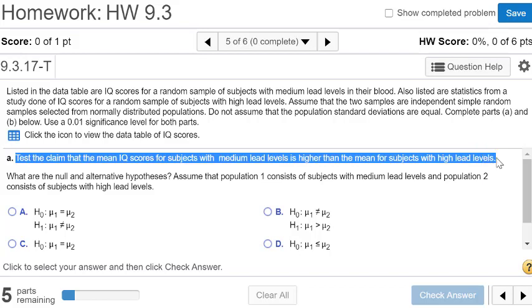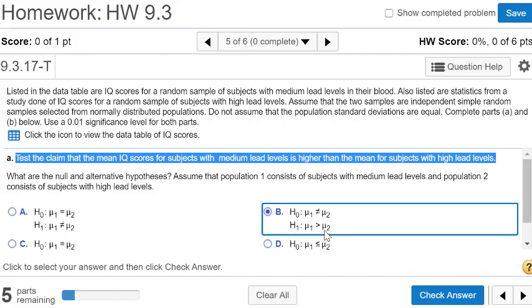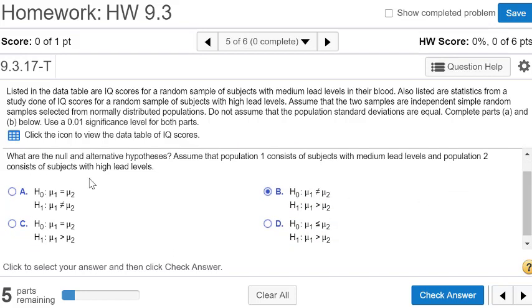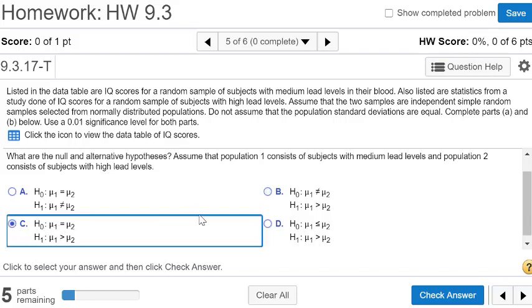So that's the first population, and I think the first population will have a higher IQ. So this one has a mu1 bigger than mu2, but the null hypothesis doesn't look like it's correct. C has another greater than sign, and we have the condition of equality, so I think our answer is going to be C for this one.